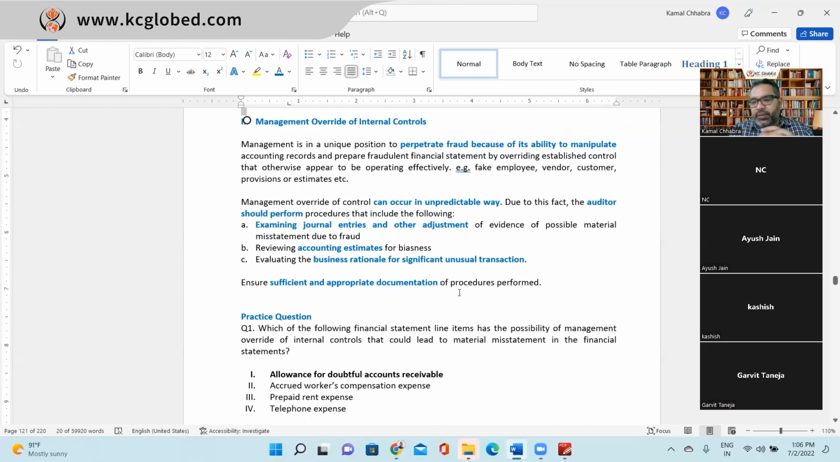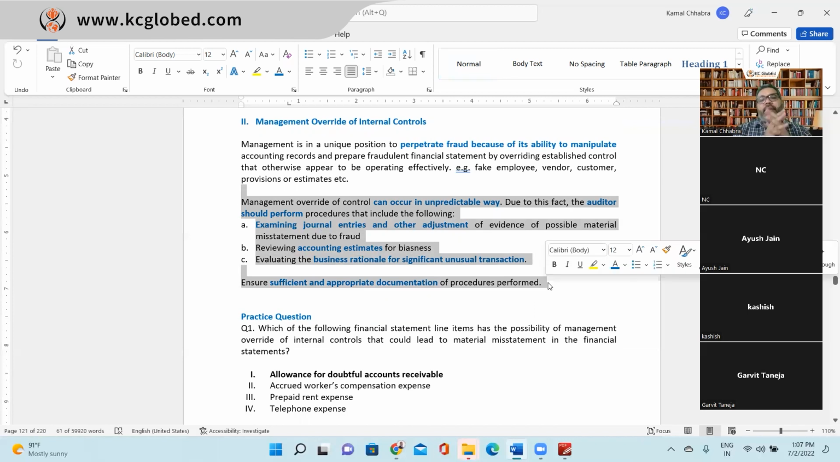Makes sense, everyone? So how will we capture if there is any management override? Through audit procedures. We are coming to that. There are a lot of additional audit procedures we need to perform to identify whether there is management overriding of control or not. So next paragraph, if you see: management override of control can occur in unpredictable ways. Due to this fact, the auditor should perform procedures that include the following.